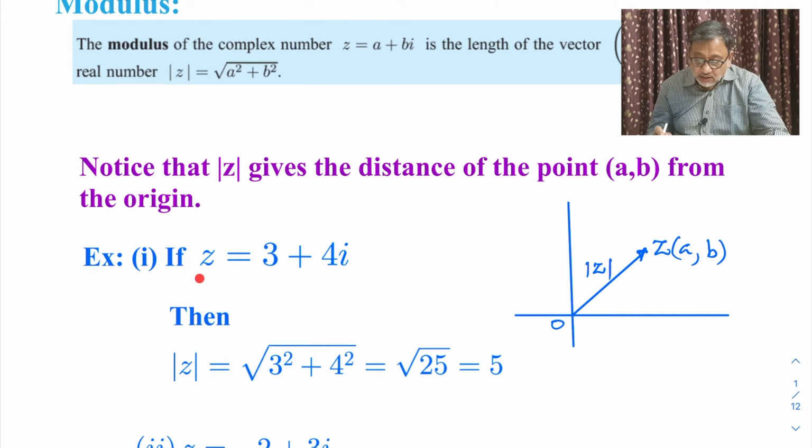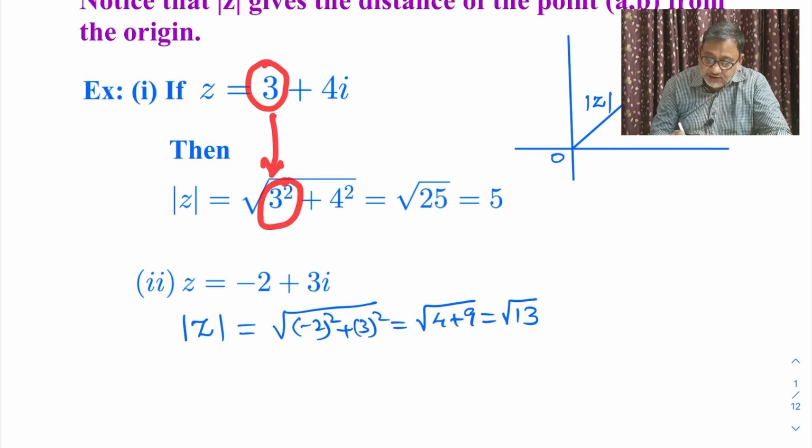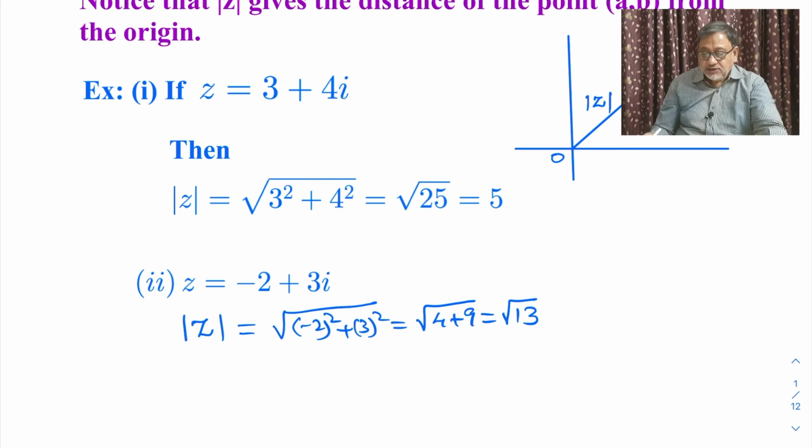Look here, if z = 3 + 4i is a complex number, then the modulus of z according to the definition will be the real part squared plus the imaginary part, 4, squared, which will be 3 squared, 9, plus 4 squared, 16. So 9 plus 16 is 25, so the square root of 25 is 5. So 5 is the modulus of the complex number z = 3 + 4i. I hope you understood this.